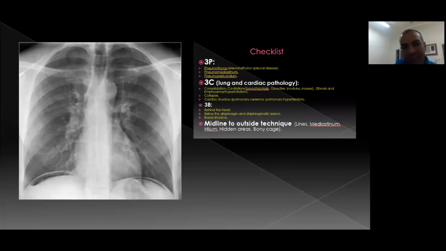Yes, you are right. We don't have any pneumothorax, no pneumomediastinum, no pneumopericardium. We don't have any consolidation or cavitations. We have clear lung fields. We don't have any collapse. The cardiac shadow is normal. Anything behind the heart? No. Below the diaphragm, we have bilateral gas lucency. We have pneumoperitoneum, or subdiaphragmatic gas lucency.